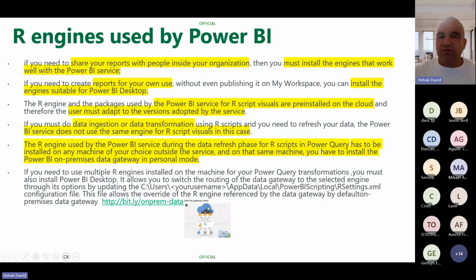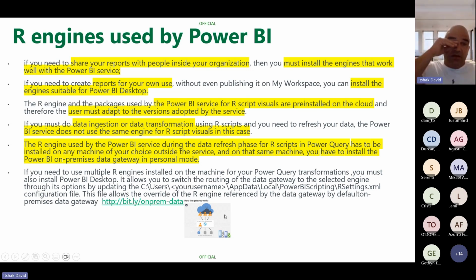So the R engine used by the Power BI service during the data refresh phase has to be installed on any machine of your choice outside the service. And on the same machine, you have to install the Power BI on-premises data gateway in personal mode. Okay. So for R visuals, you have the same version as in the cloud. If you want to do data ingestion, you can install any version you want, but on your machine, which has a gateway to the Power BI service.